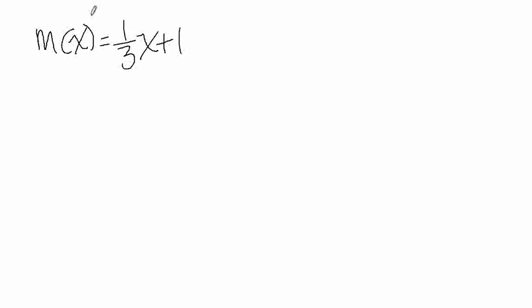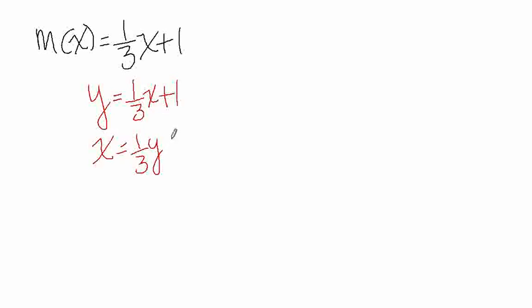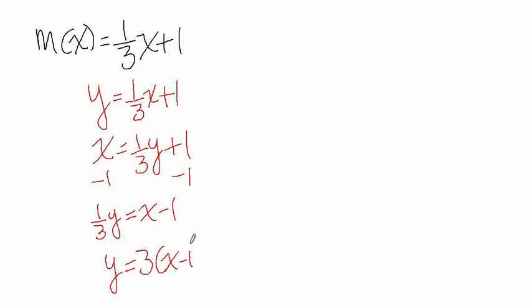Okay, I'll go ahead and show you how I would do it. So I'm going to work with the equation y is equal to 1/3 x plus 1. Then I'm going to swap the x and y as before. Now I'm going to subtract 1 from both sides. And then I'm going to triple both sides. So there you have it. That's the inverse: 3 times the binomial x minus 1.